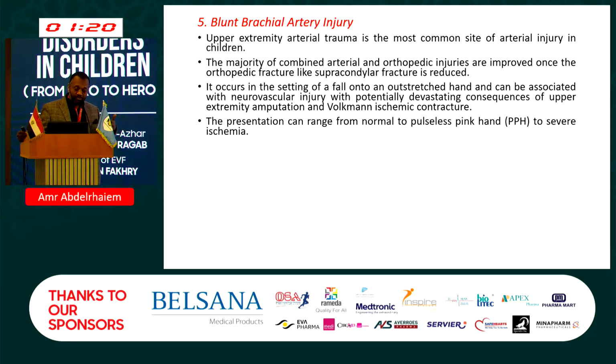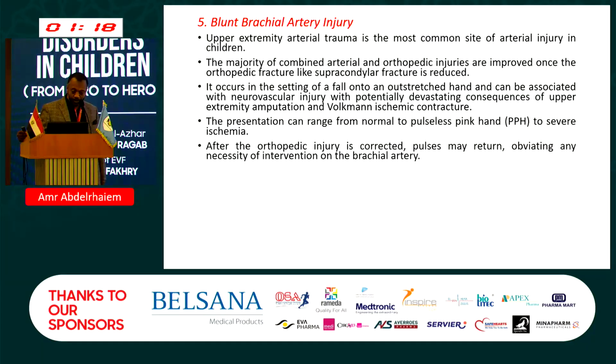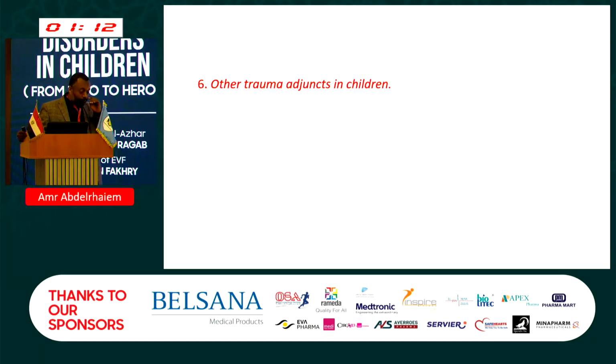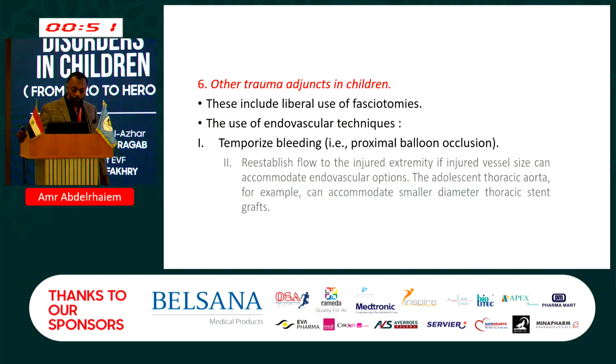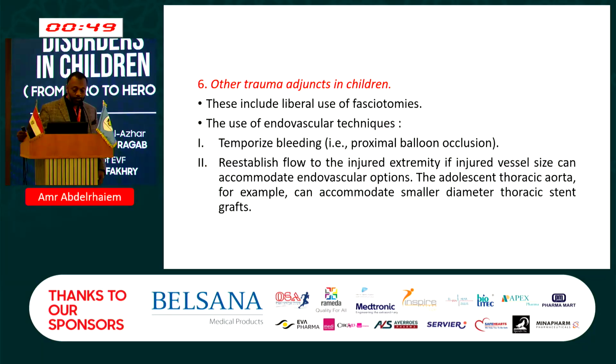Regarding other methods of treatment in trauma in children, we should keep in mind the liberal use of fasciotomies. Endovascular techniques may be helpful, but may be limited because of the small size of the vessels in children. However, in an older child, we can use it to temporize bleeding, with proximal balloon occlusion, like the REBOA effect, to re-establish the flow to the injured extremity. In the adolescent, the thoracic aorta may afford a thoracic stent graft, and also embolization of inaccessible bleeding vessels.